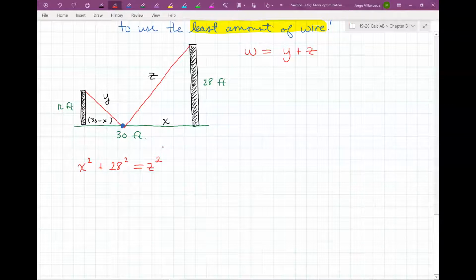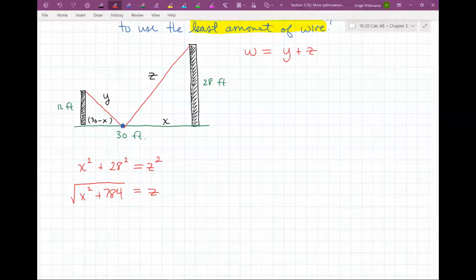No, I know it has an x in there, but if I solve for z, maybe I'll have an x in the w formula, and then I can maybe solve for y in the other one and have a bunch of x's in there too, right? So according to this, if I take a square root, of course it's plus or minus, but I don't need the negative because the distance can't be negative. This will be the square root of x squared plus 784. There's z.